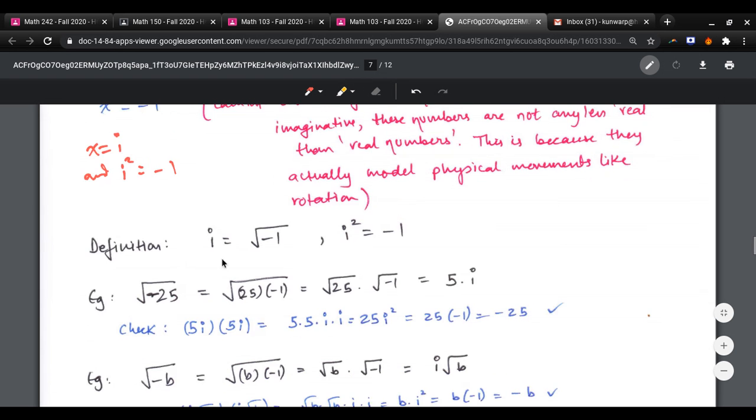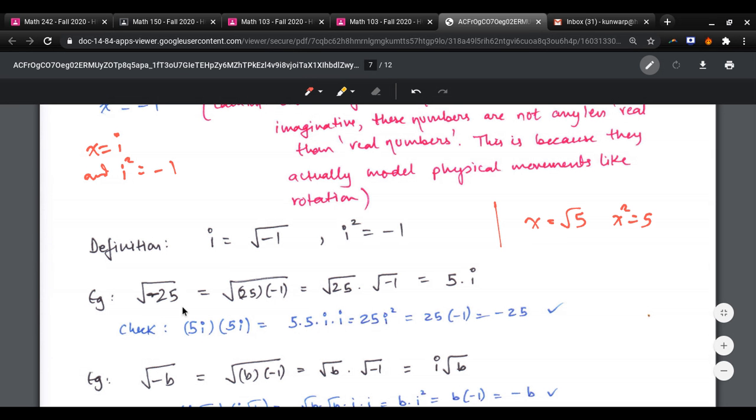Our definition is then that i squared is negative 1, or i is square root of negative 1. Analogously, it's like saying if x squared is 5, then x is square root of 5. So if i squared is negative 1, i is square root of negative 1. So now we are able to define square root of negative numbers.